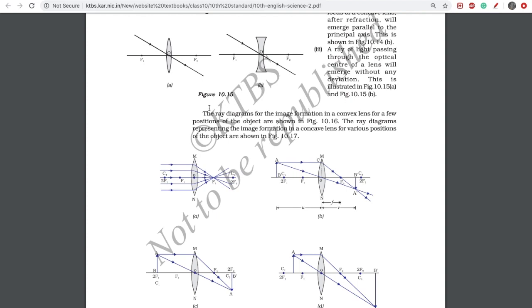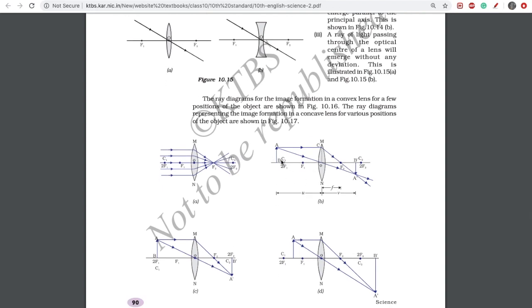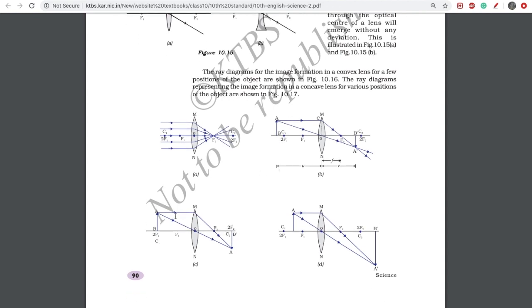Okay, so we looked at two instances of ray diagrams, that is, one is beyond 2f, one more is at 2f. So beyond 2f we found that it is formed between f and 2f, and it's inverted, smaller in size, and at 2f it is same size, inverted, formed at 2f again. Okay, now there are some more cases.